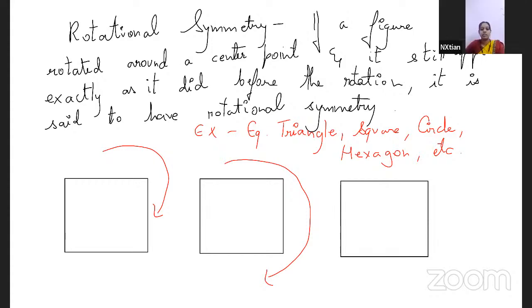Can you tell me any other figures that have rotational symmetry? Ma'am, a pentagon, octagon. Yes, pentagon, octagon. Good. Anything else?